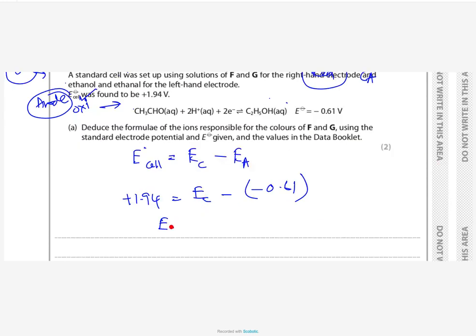E cathode 1.94, 1.33. Okay, 1.33. Let's check with this, right? Plus 0.61. You get 1.94. That's correct. 1.33. So 1.33 is what half equation? Dichromate to chromium, right?